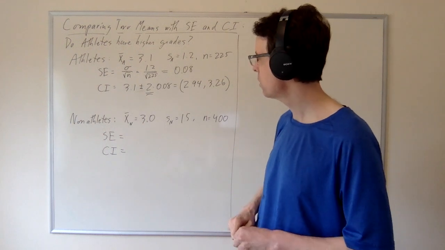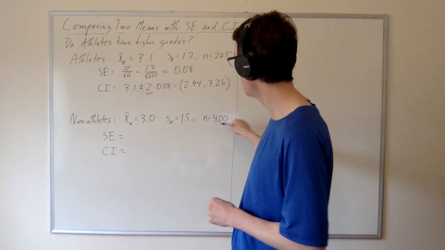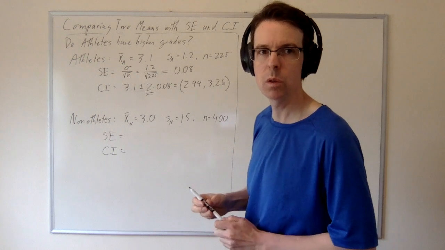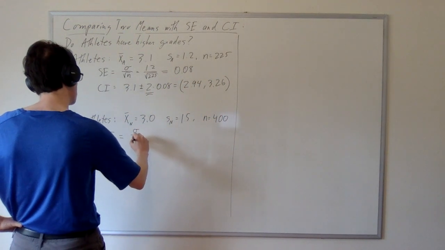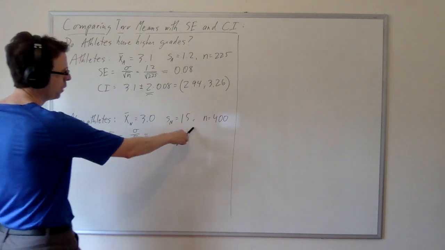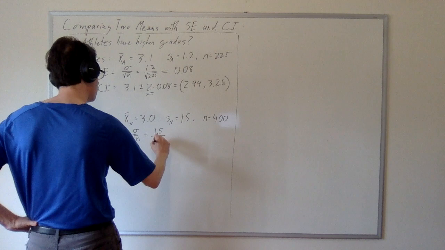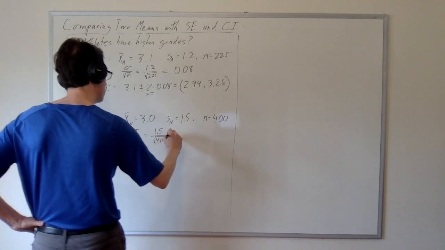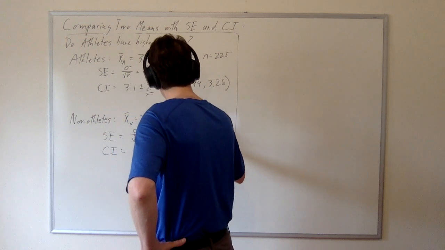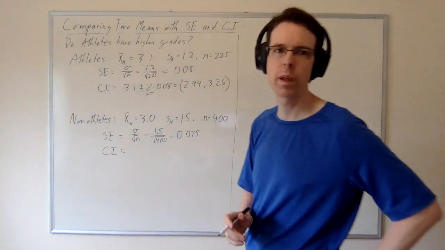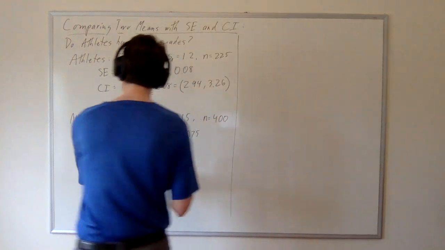Let's move on to the non-athletes. The non-athletes have a different x-bar, a different standard deviation, and also a different sample size. But we'll use the same formula. The formula is, again, sigma over the square root of n. We have the standard deviation from the sample, so we'll plug that in here. And we get 1.5 over the square root of 400, which is 0.075. So then that's the value that has to be doubled in order to produce the margin of error.